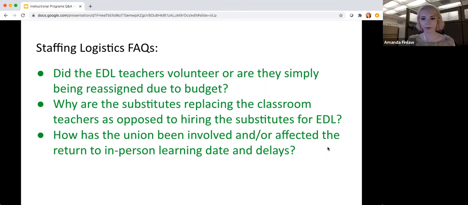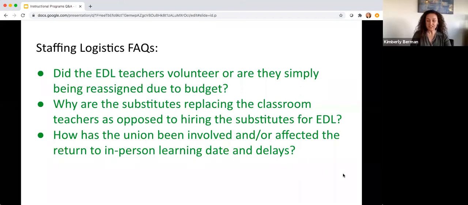How has the union been involved and/or affected the return to in-person learning date and delays? All changes in working conditions are negotiated with our union, including this current plan for our students to receive in-person support now, starting last week, all the way through November 20th, and our return on November 30th. And so our conversations have been in collaboration and cooperation with our unions.